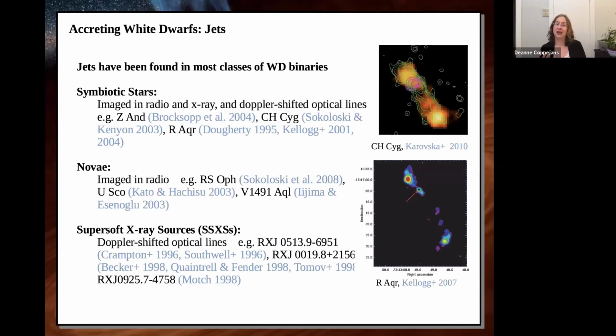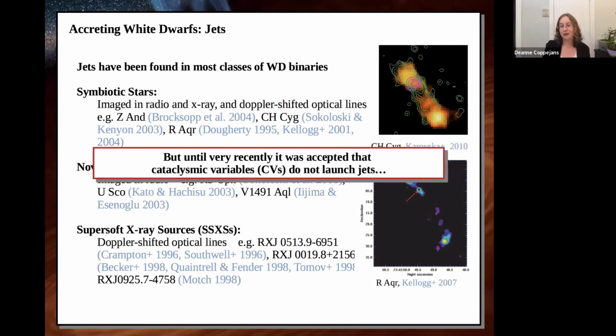Now, moving on to the white dwarfs, jets have been found in most classes of accreting white dwarf binaries, but there was until recently one key exception. It was until recently thought that cataclysmic variables could not launch jets. These are white dwarfs that have a low mass main sequence star secondary and accrete via Roche lobe overflow. And it's a very similar story to the magnetic neutron stars. They weren't detected at radio wavelengths, which led to the conclusion that they weren't launching jets.